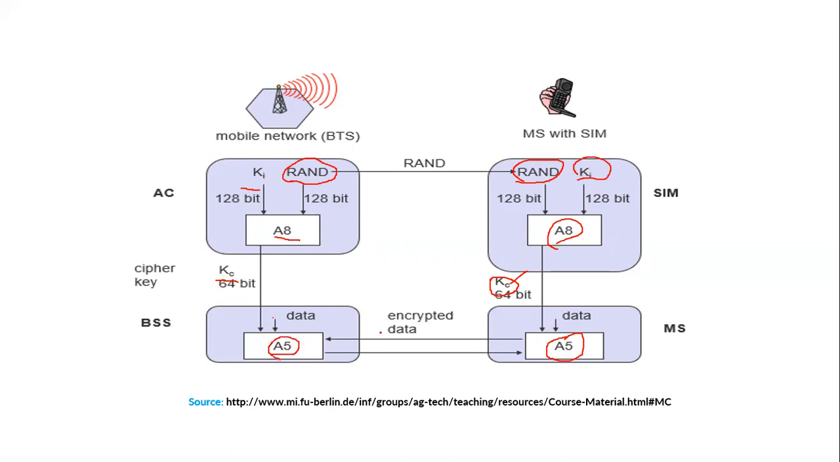So whatever data the BSS receives from the mobile station, it will decrypt it using A5 with the same key Kc. Similarly, whatever data the mobile station receives from the BSS will also be decrypted using the same algorithm A5 and the key Kc. Okay, so this is how encryption and decryption is done between the mobile station and BSS, and this is how confidentiality is achieved in a GSM network.